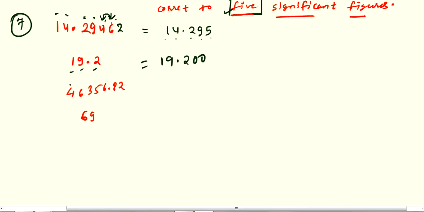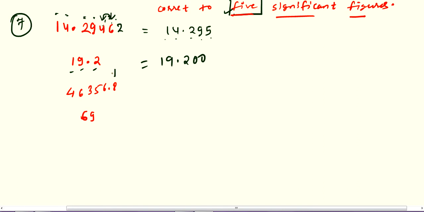Third one, 1 2 3 4 5 6, 7 digits we are having here. We have to round this off to the correct 5. So the last number is what? Last number is 2. 2 is less than 5, so this is a case of rounding down. So simply we will remove 2.